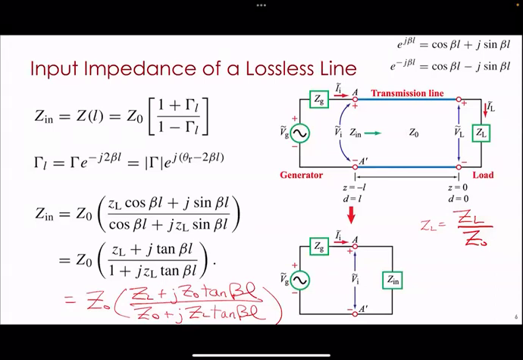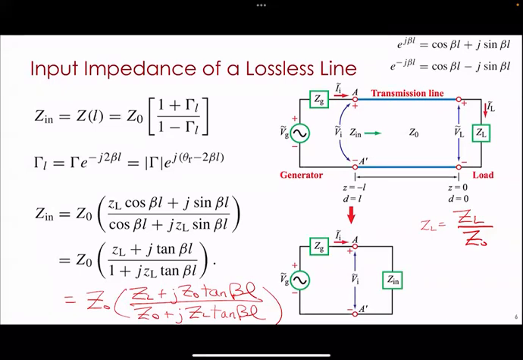That gives us some complex number up top, likely in rectangular form. Same thing on the bottom, some complex number, likely in rectangular form. Convert them both to polar form, do exactly the same thing that we just did, and then at the end of it all, multiply it by Z naught. You're going to get some complex number. That is the value of impedance looking into the transmission line.